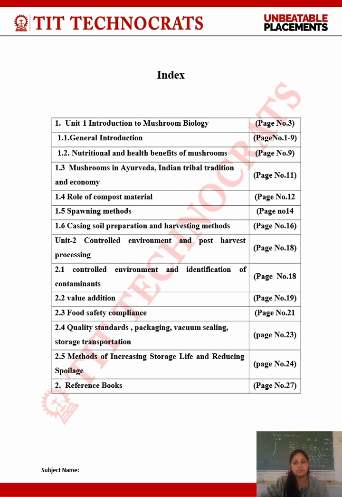In the second chapter, we include the controlled environment and post harvesting processing: controlled environment, identification of contaminants, value addition, food safety compliance, quality standards, packaging, vacuum sealing, and storage and transportation. And next, methods of increasing storage life and reducing the spoilage. And the reference books will be included in the last of the slide. This will say how we have to make this PPT. So the mentioned books are there.